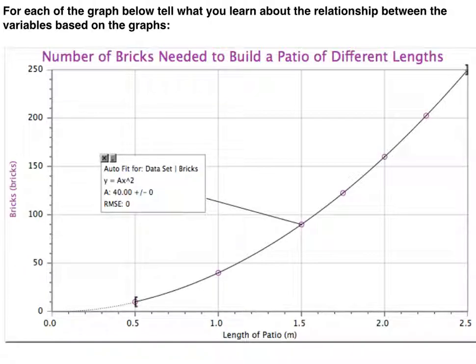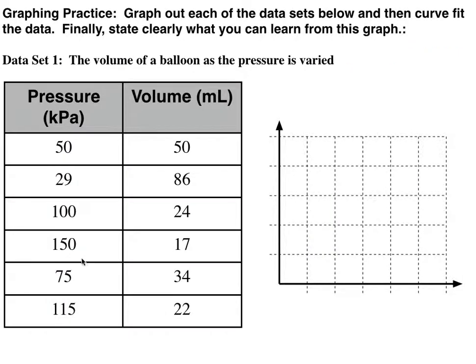Okay, so what you're going to do when you get a data set is you will get 2 variables. You first make sure you put on the x-axis the variable that you were in control of. So if you look, this says the volume of a balloon as the pressure is varied. So the pressure was the thing that you varied. That goes on the x. That's called the independent variable. The volume changed as a result of your pressure changes. That goes on the y-axis.